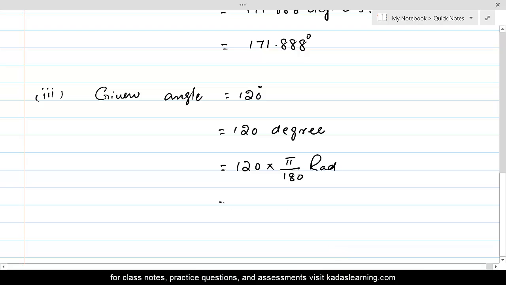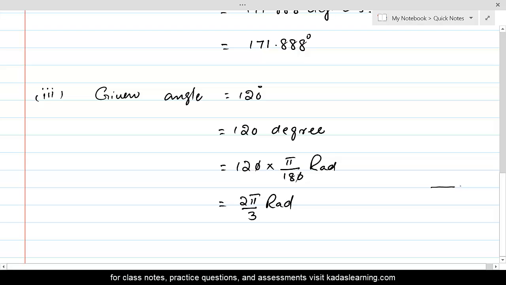So let's cancel it out and reduce this fraction into lowest form. If we divide the numerator and denominator by 6, this would give us 2 pi by 3 radians. So the equivalent of 120 degrees is 2 pi by 3.